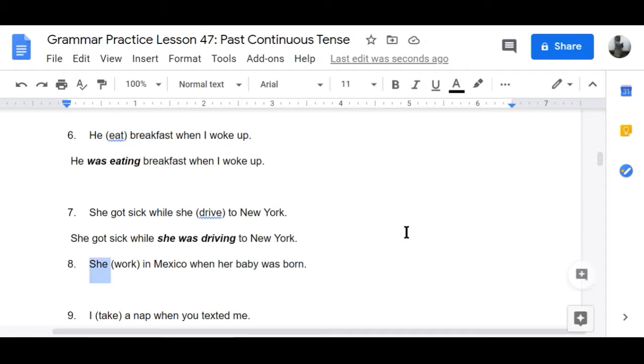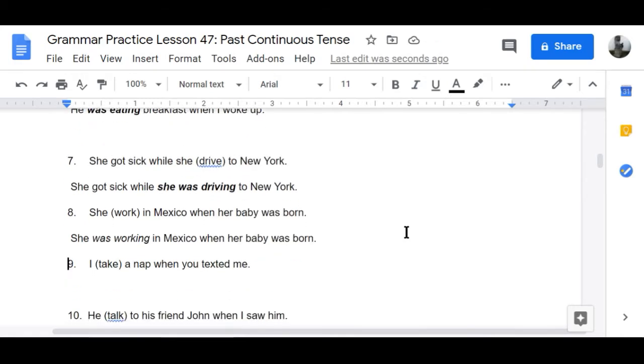Number 8. She in Mexico when her baby was born. Great. So now we have one baby. She was working. She was working where? In Mexico when her baby was born.